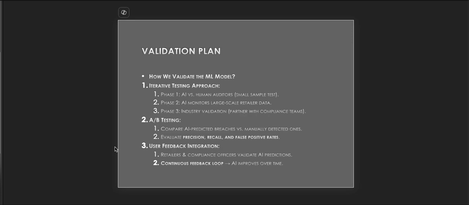Because the data is very competitive. It's understanding your competitors, so you want to keep that information confidential. User feedback integration. Retail and compliance officers validate AI predictions. Continuous feedback loop. Rinse and repeat.